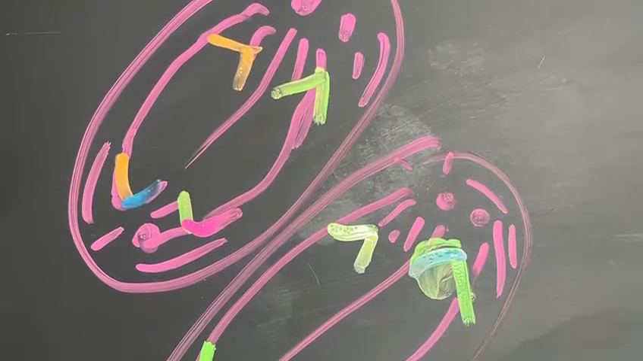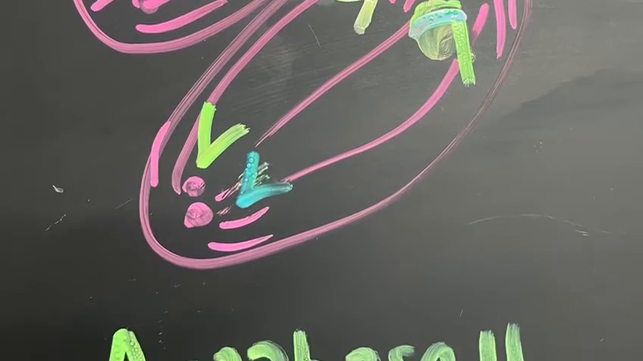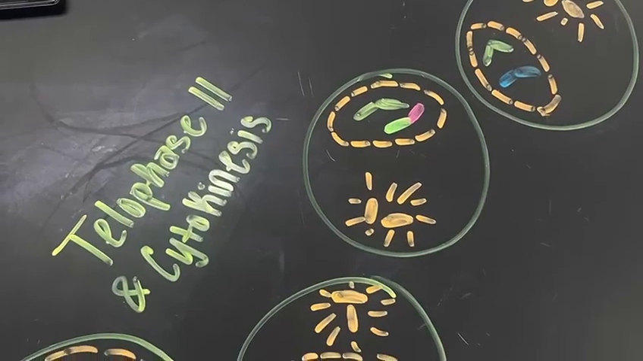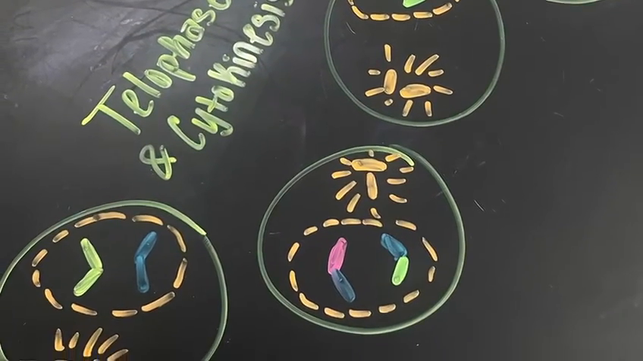In anaphase 2, spindle fibers pull the homologous chromosomes to the opposite poles of the cell, and 4 haploid daughter cells are formed. In telophase 2, cytokinesis, there is a nuclear membrane that forms around the cluster of chromosomes, and 4 haploid daughter cells are formed.